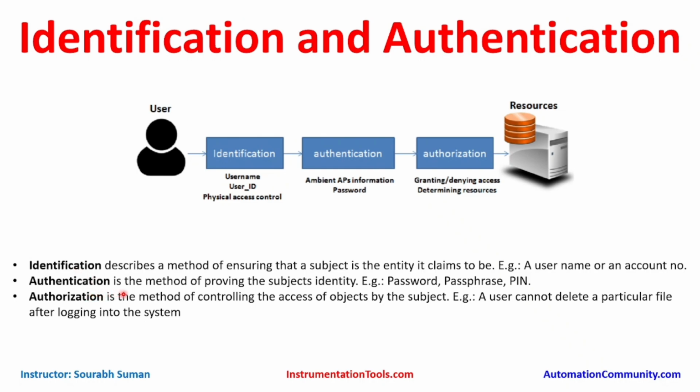Then we have authentication. Authentication can be categorized into multiple groups. They are also called authentication methods. It could be something you know, something you have, something you are, and something you do. So these four things we can add in this. It is a method of proving the subject's identity. It could be a password, passphrase, or PIN. Something you know is the password or passphrase.